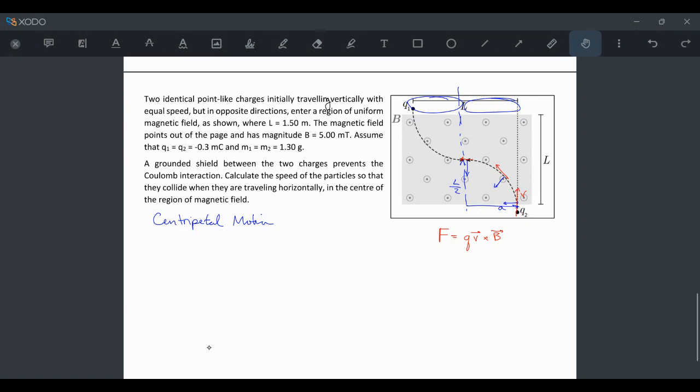So what are we going to do? We're going to leverage Newton's second law, which says that mass times acceleration is equal to whatever forces we've got. So if we have a centripetal acceleration, that's v squared over the radius of the circle. And in this case, our force is QvB.